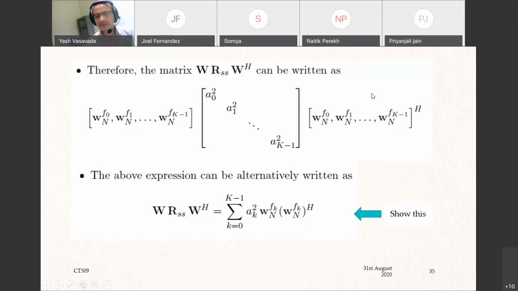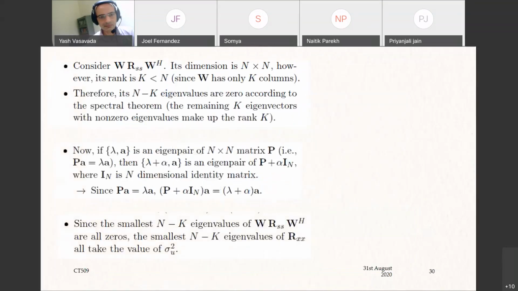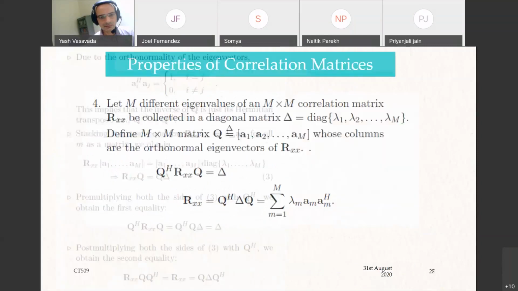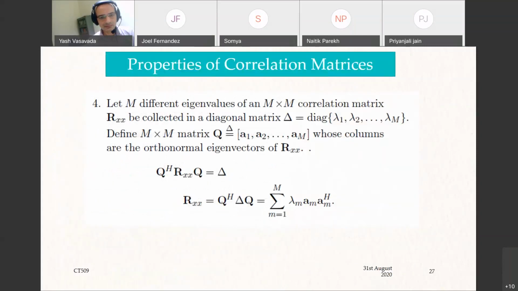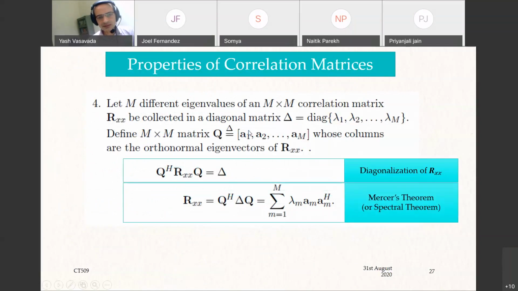Sir, I wanted to ask, in Mercer's result, we are writing Rxs as Q Hermitian delta Q, and then we are writing that as a summation of, let's say, small m to capital M, lambda m, am am Hermitian. But there, this am am Hermitian term has dimensions 1 cross 1, right, sir? Or is it n cross n? No, here again it's the same thing, right? These A's are the column vectors. These are the eigenvectors. M cross 1. Okay, yeah. Okay, sir.